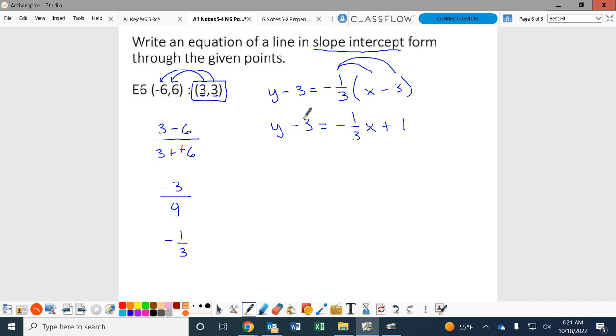From there, we need the y by itself, so we add 3, and we're going to get y equals negative 1/3 x plus 4. That's going to be my slope-intercept form. I'm going to have a slope of negative 1/3 and a y-intercept of 0, 4. Okay, guys, that's your notes for today. Finish these up and then get the worksheet done.